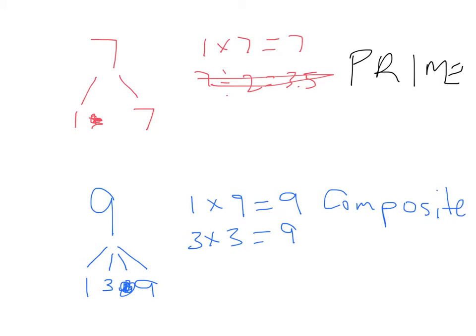So 7 is a prime number. 9 is a composite number. Just because it might be an odd number, it doesn't mean that it's a prime number, because there could be other factors that multiply to make it.